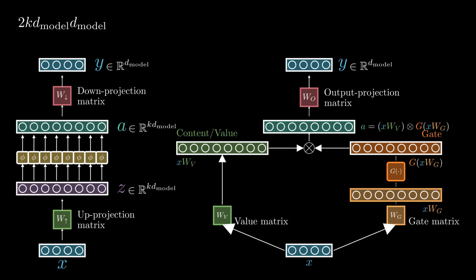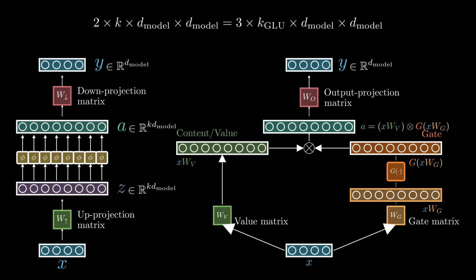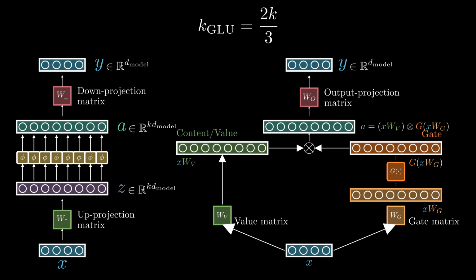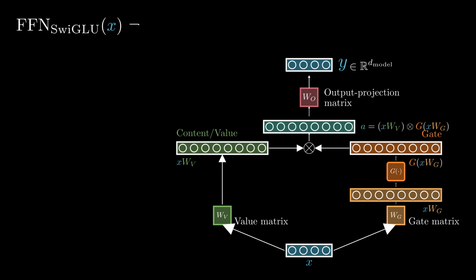For a GLU-based FFN, we have 3 weight matrices: the value matrix, the gate matrix, and the output matrix. To keep the total parameters the same, we reduce the hidden dimension in GLU models. Consequently, for GLU-based models, the hidden dimension should be set to 2k divided by 3 times the model dimension. With k equals 4, this gives a hidden dimension of 8 over 3 times D model, keeping the total parameters identical to the standard 2-layer MLP. SwiGLU in particular is now used in most state-of-the-art large language models.